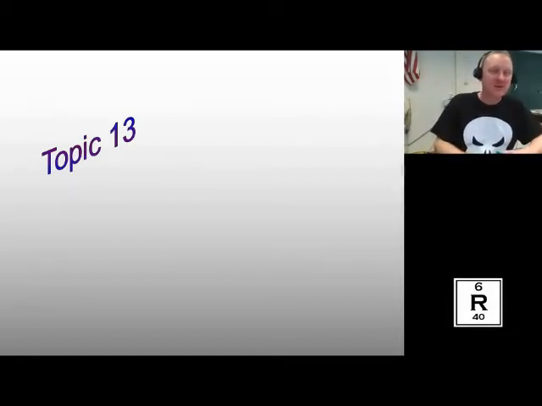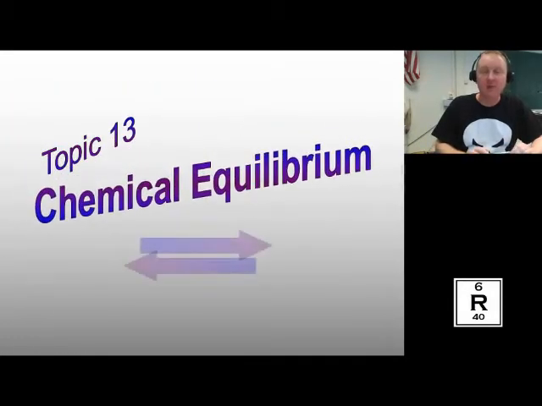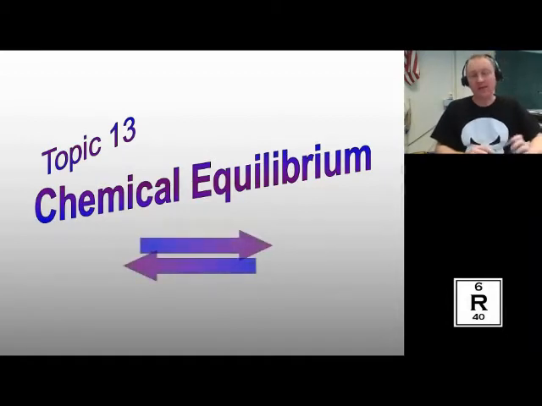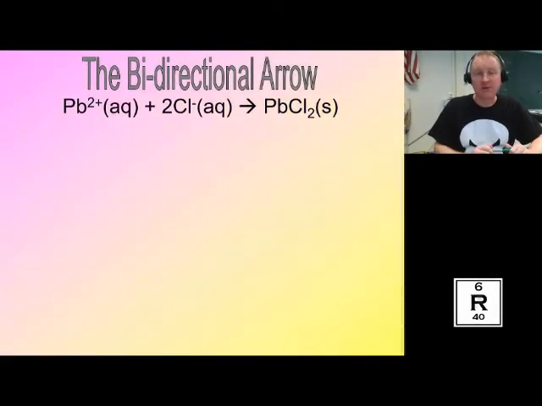So anyways, we're on topic 13 now, and that is going to lead us into a concept called chemical equilibrium. And when we have equilibrium problems, chemical equilibrium, you will notice that you'll see a double arrow like this in the equations. It won't be a single arrow anymore. You're going to see double arrows. So we call this a bidirectional arrow.